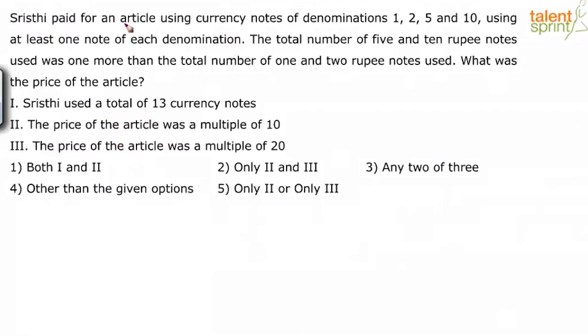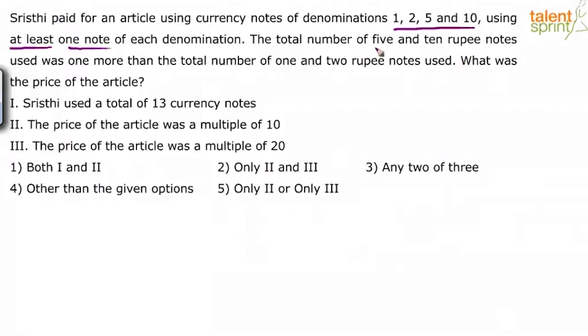Srishti paid for an article using currency notes of denominations 1, 2, 5 and 10. So there are four different denominations that Srishti has: 1, 2, 5 and 10. Using at least one note of each denomination. She has used at least one note of each denomination, so there is no denomination which was not used. She had at least one note of 1 rupee, one note of 2 rupees, one note of 5 rupees and one note of 10 rupees.